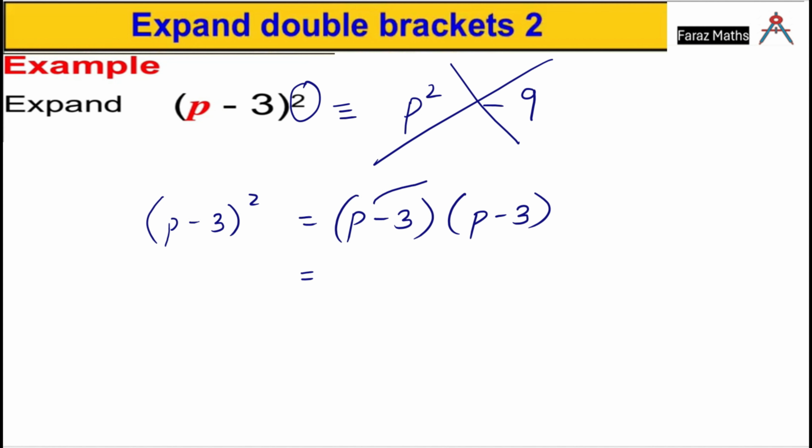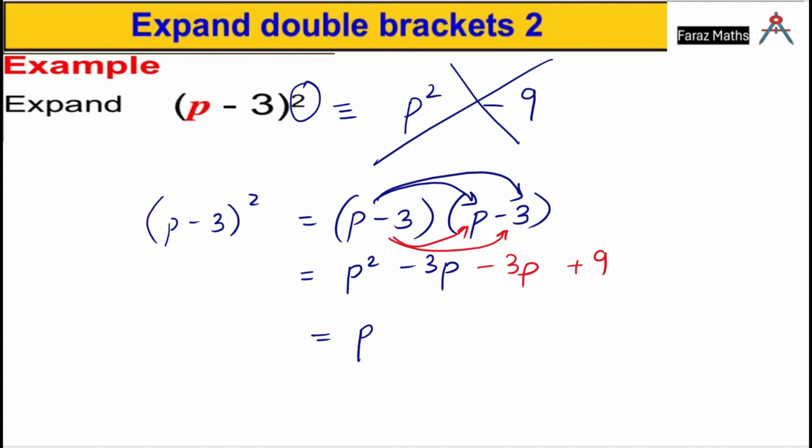Then you have to do the same thing. p times p is p squared, p times minus 3 is minus 3p, and then minus 3 times p, minus 3p, minus 3 times minus 3, plus 9. So the final answer, p squared, minus 3p and minus 3p, they both are like to each other. So p squared minus 6p plus 9 is our answer.